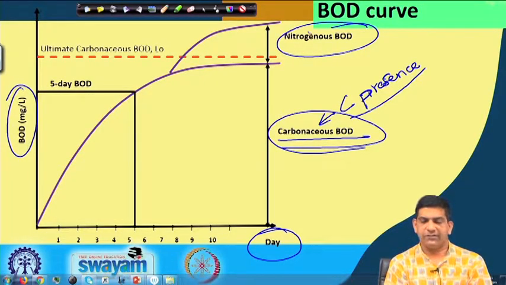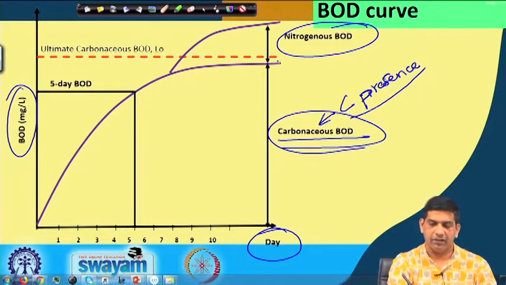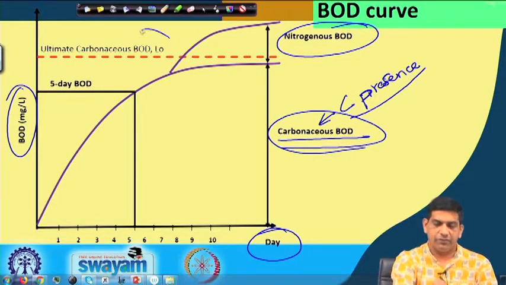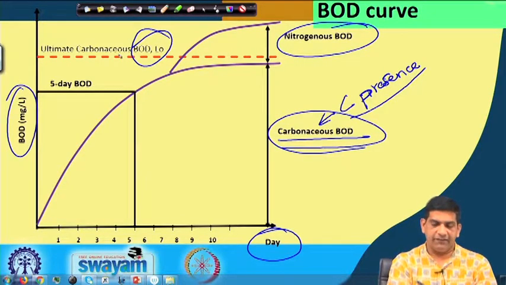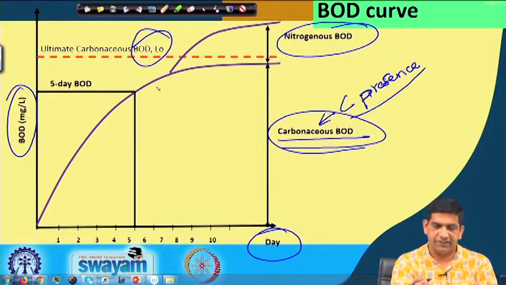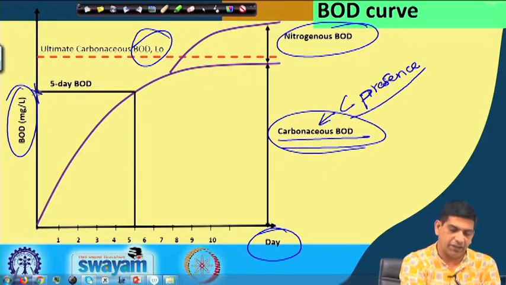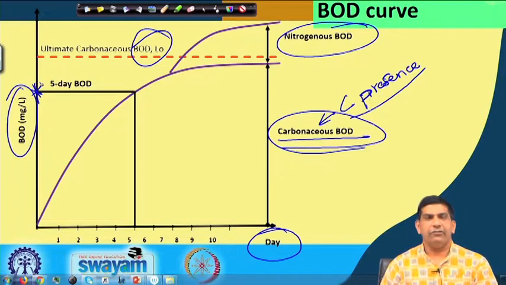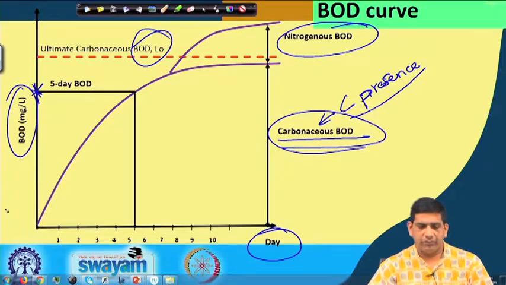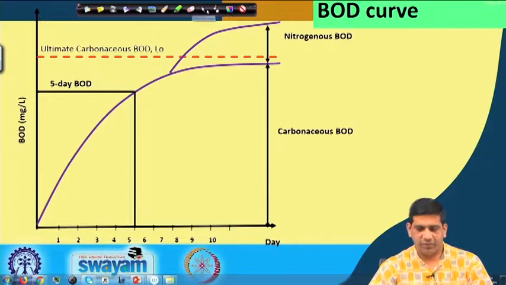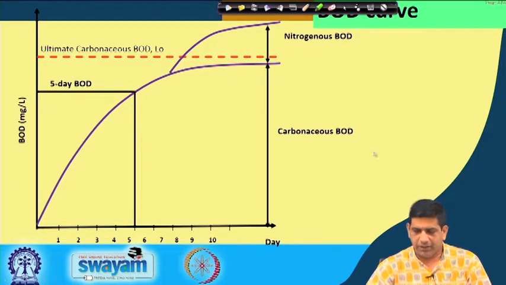So, the ultimate carbonaceous BOD is L0. That is the maximum BOD which can be there. In 5 days we get nearly 60 to 70% of that number. So, this is the 5-day BOD that we get at this particular time, and that is the value typically used for all the standards. This is a typical BOD curve showing you the carbonaceous BOD as well as the nitrogenous BOD.